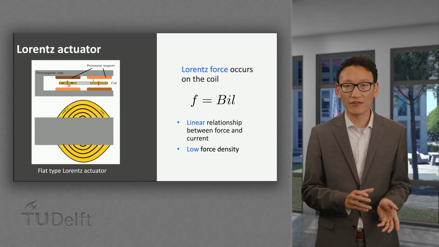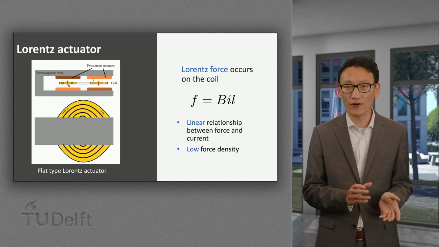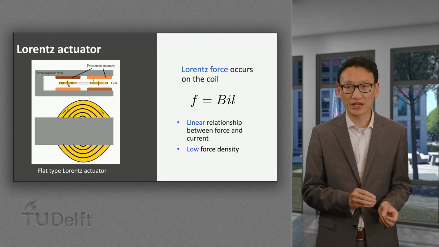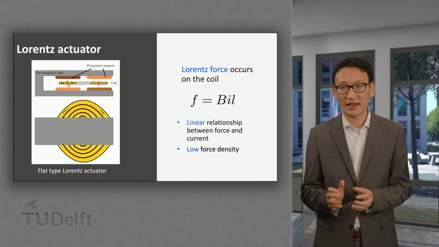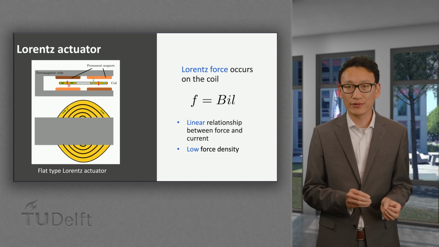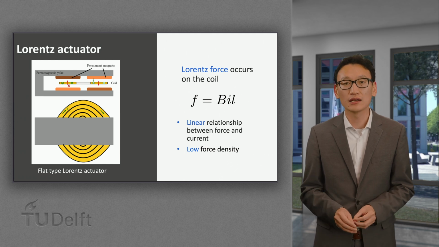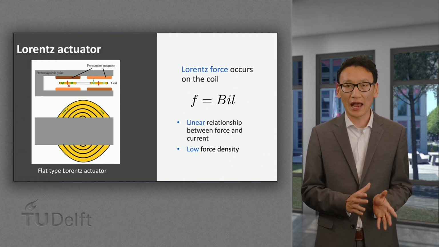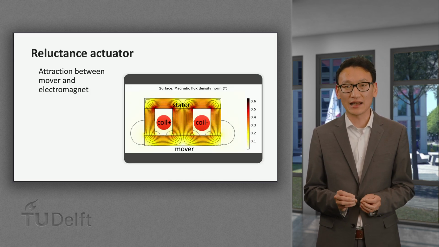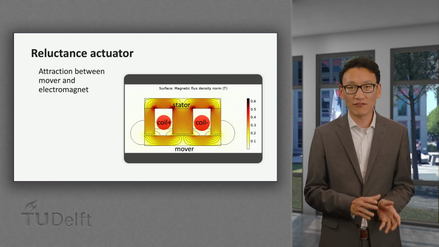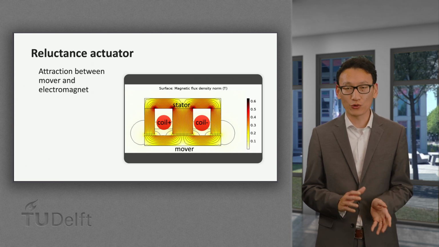However, this type of actuator has relatively low force density, which can be attributed to the large gap between magnetic poles. The large gap is needed to place the coil in between the poles. The second type of electric actuator is the reluctance actuator. The general structure of it is shown in the figure on the right.